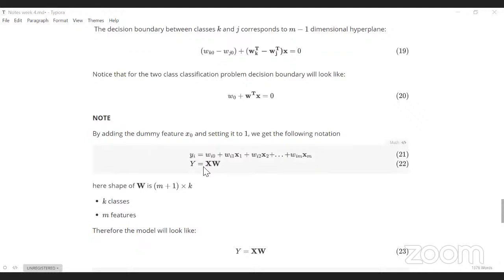Each column represents the parameter values for one discriminant function. The zeroth column will give you all the parameters of the zeroth discriminant function, and the last column will give you the parameters of the last discriminant function.